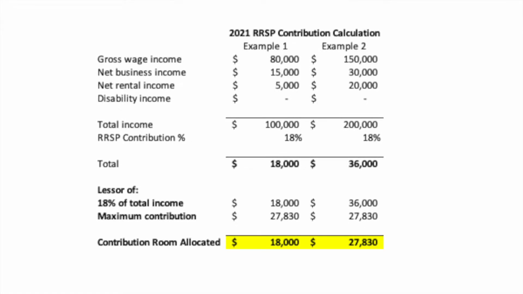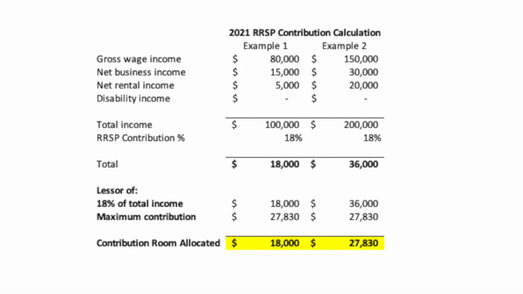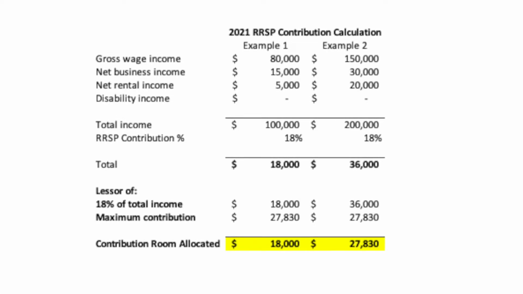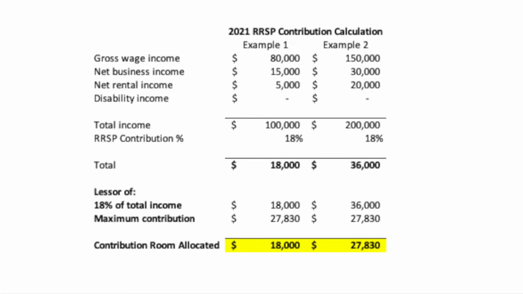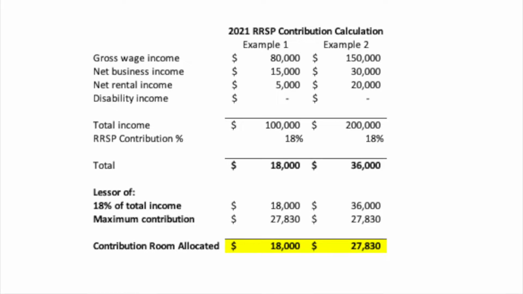So because $18,000 is below the maximum contribution amount, I would get $18,000 to contribute from RSPs for the 2021 tax year. In the second example, let's say later down the road, I make $150,000 and my YouTube channel has grown, so I make $30,000 and I'm able to invest into more properties, so I get more rental income and I have no disability income, so that's a total income of $200,000 and 18% of that is $36,000. And that $36,000 is above the maximum contribution amount. Therefore, I would get $27,830 of contribution room for my 2021 tax year.